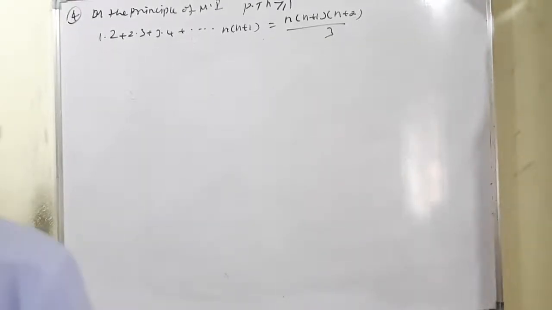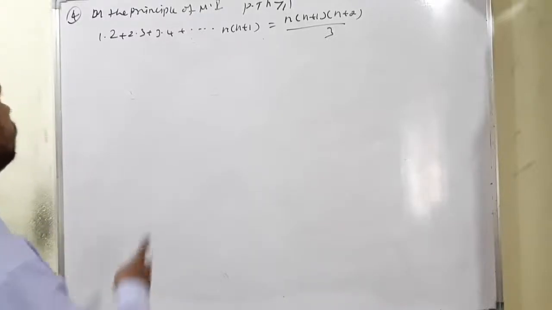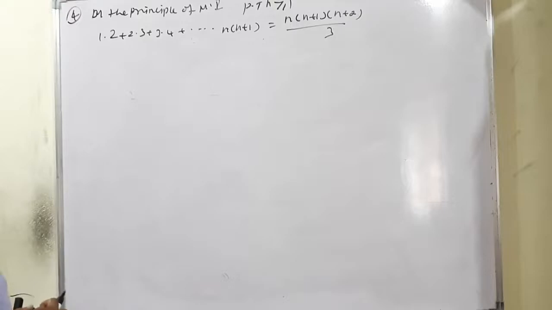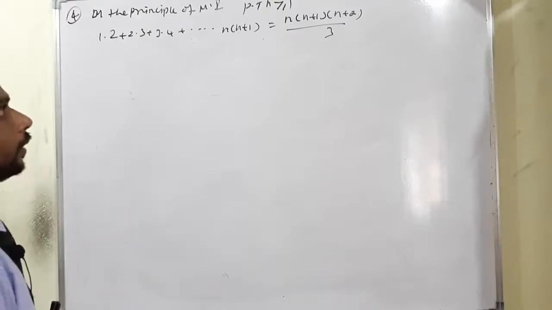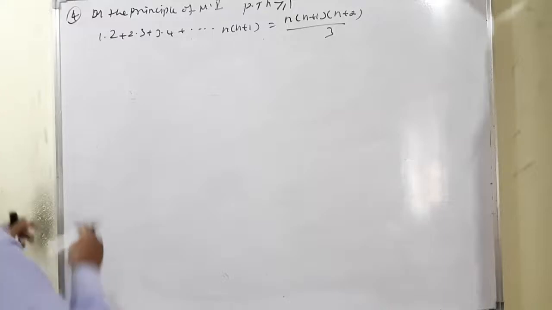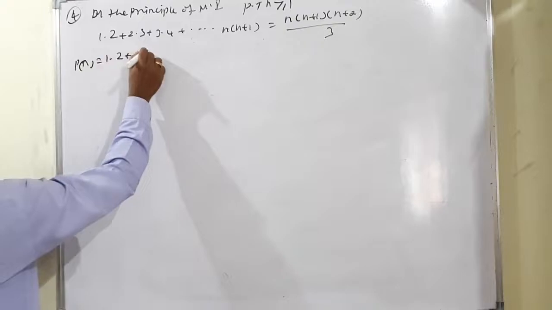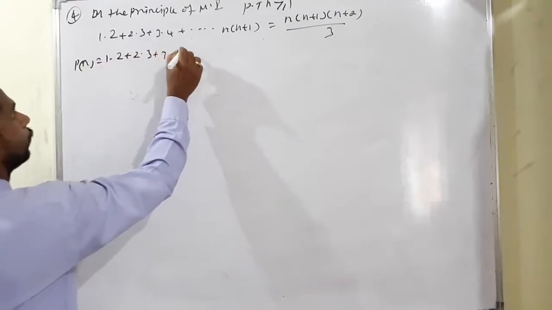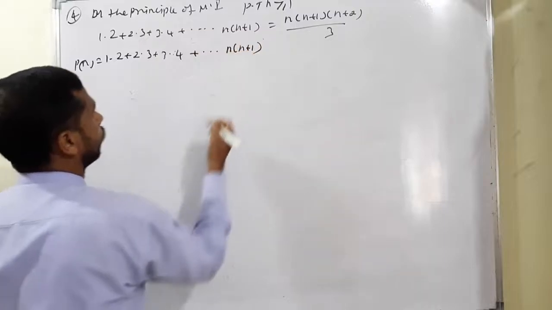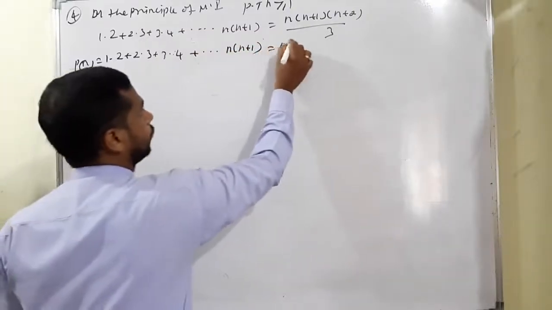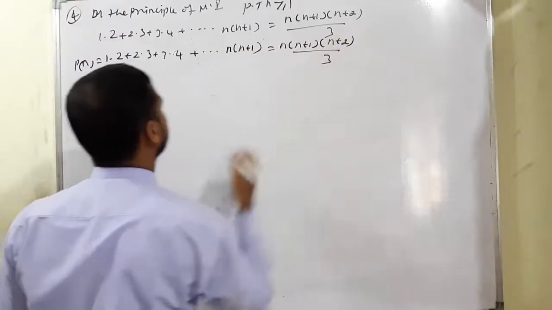Moving to question number 4. By the principle of mathematical induction, prove that for n greater than or equal to 1, 1 into 2 plus 2 into 3 plus 3 into 4 plus dot dot dot plus n into n plus 1 is equal to n into n plus 1 into n plus 2 over 3. Consider this whole term as P of n.